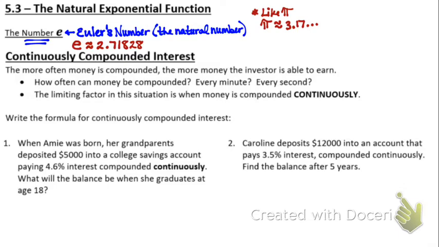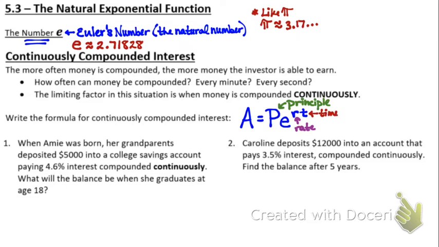So for continuously compounded interest, the formula for that is A, our final amount, equals P, our principal, times e to the r times t. r is our rate, and t is our time.